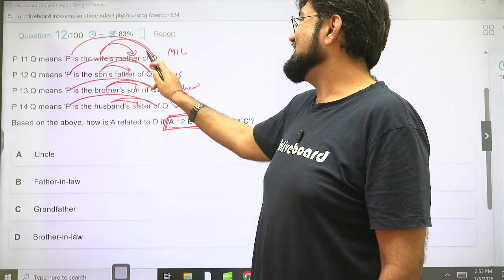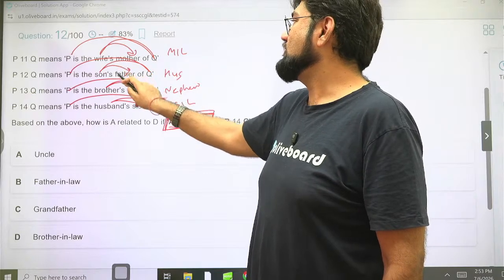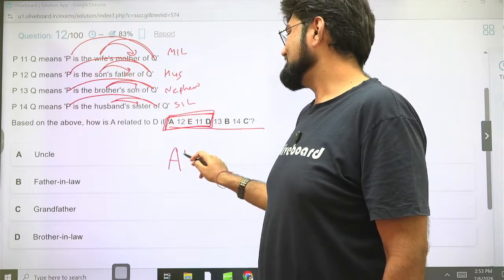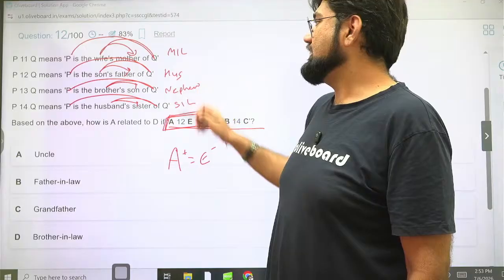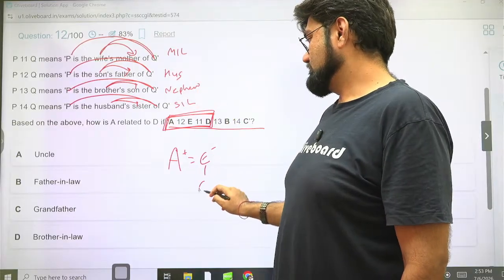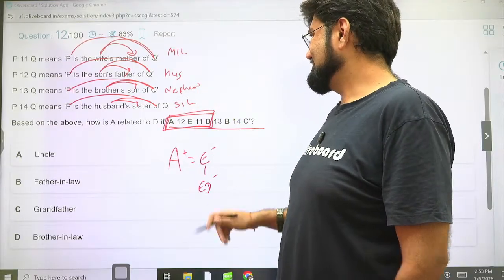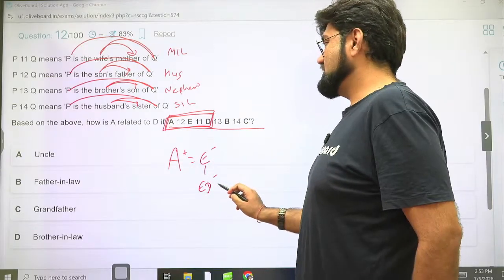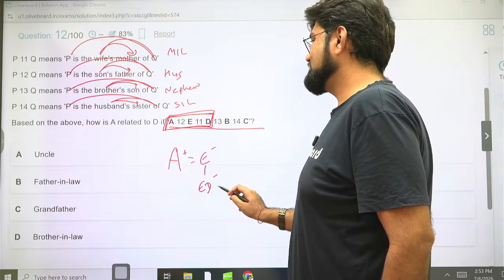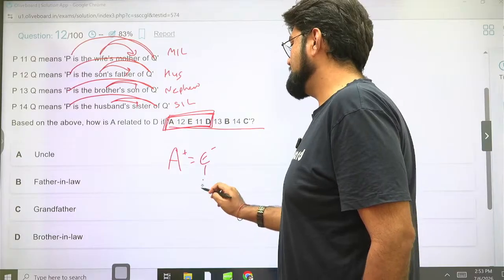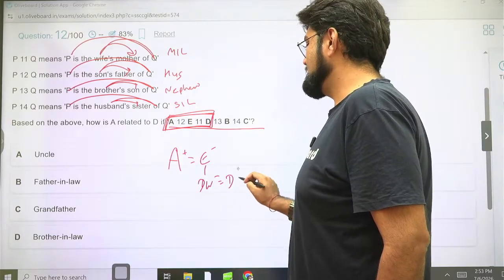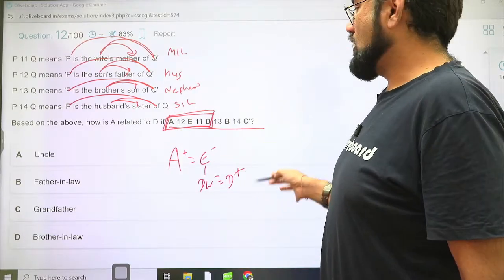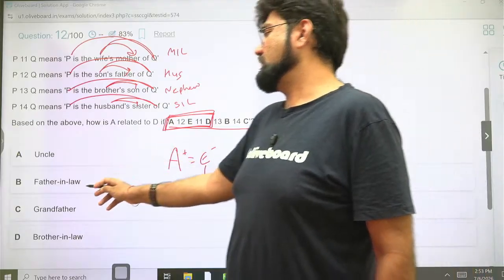So A11E, A12E, A is the husband of E. E11D, E is the mother-in-law of D. And mother-in-law means wife's mother. That means E's daughter, and this is, or rather I would say, D's wife. This is D. This is how you can provide. So how is A related to D? D is wife's father, father-in-law. Option B.